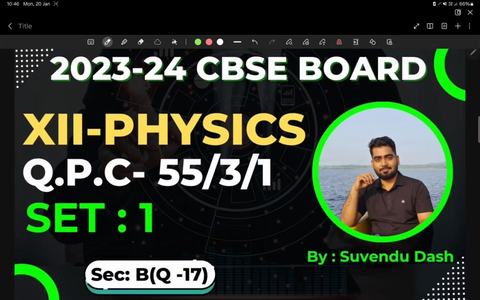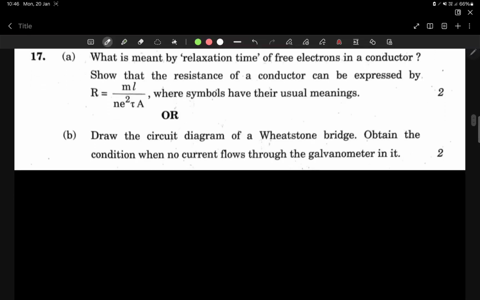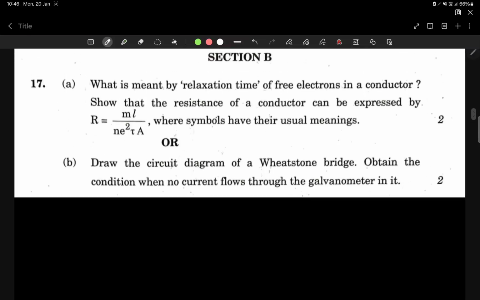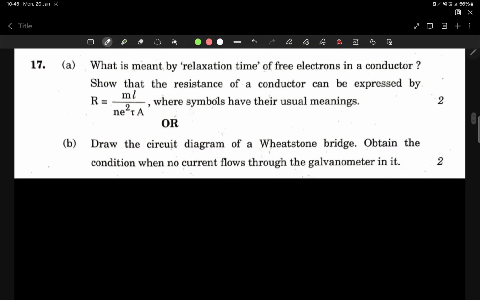So here is our question number 17 available in set 1 physics question paper. Question number 17 asks: what is meant by relaxation time of free electrons in a conductor? So first you have to write the answer. For the first bit, what is relaxation time?